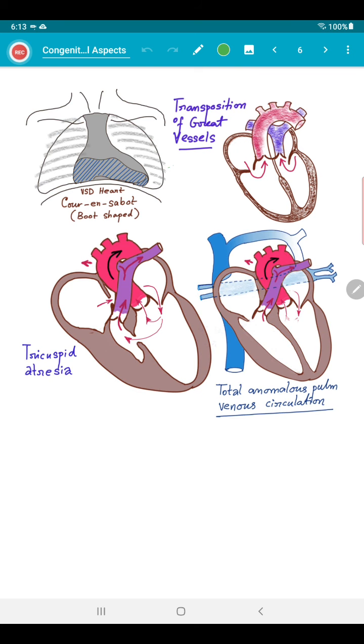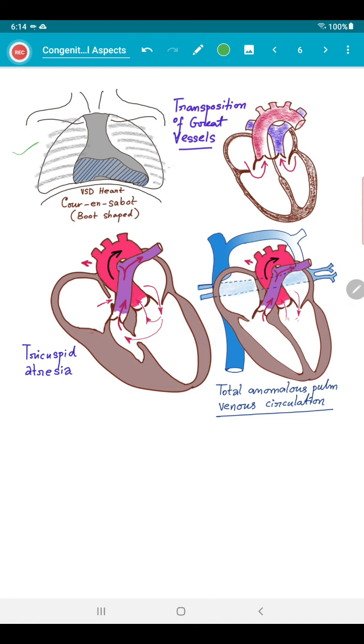Next one is transposition of great vessels. You can see the change of position of both the aorta and pulmonary trunk. They should have been twisted to each other, and the aorta should have arisen from the left ventricle, but in case of transposition of great vessels, it is arising directly from the right ventricle.